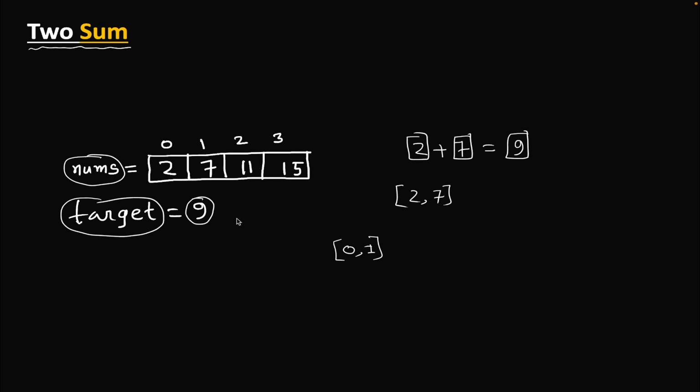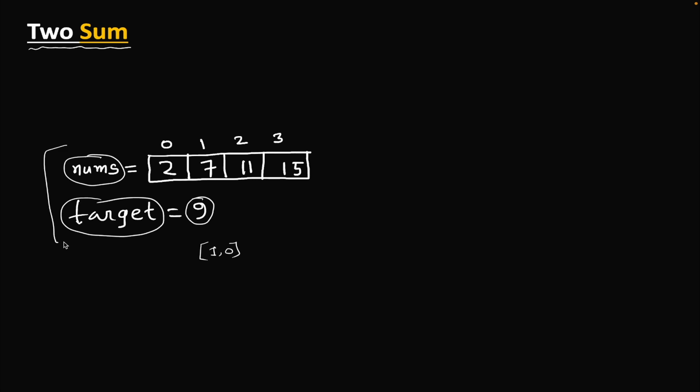We can return the indices in any order. We can return in this order: first we have 1, then we have 0. We can return the indices in any order. So for these given examples, we have to return these 2 indices as an array.